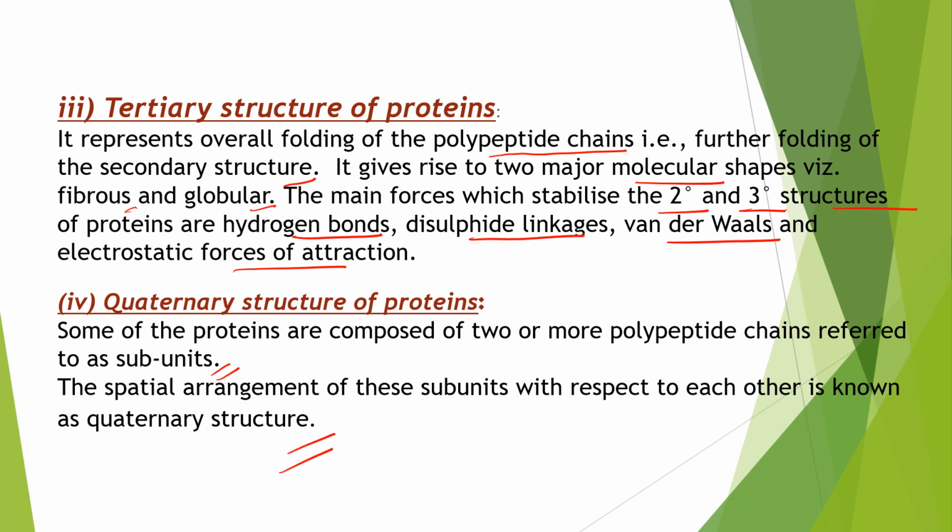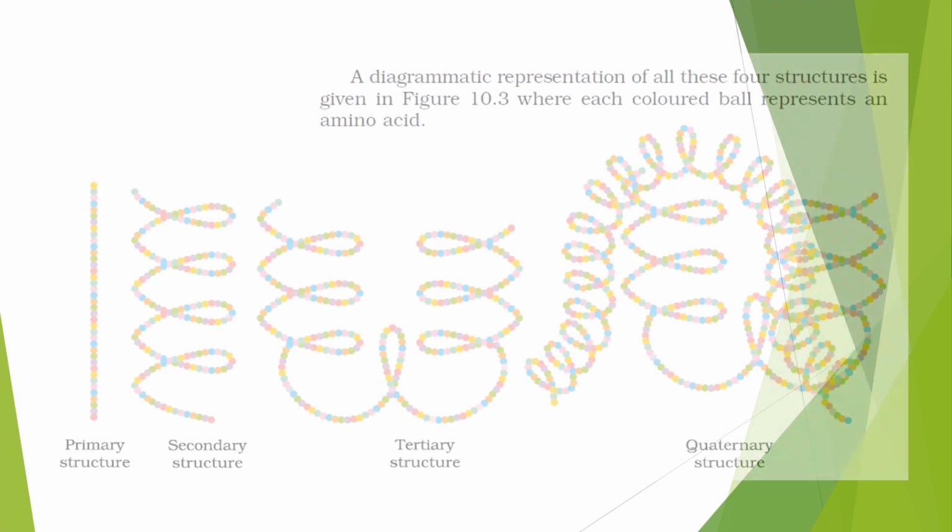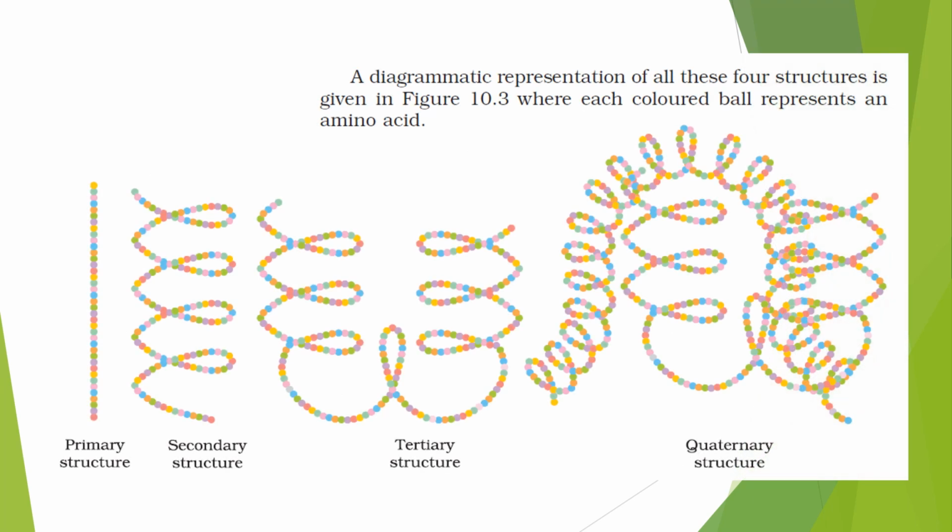Let's see this structure in a diagram. So these balls, this is yellow, this is blue, this is pink, this is blue, this is yellow. This is a simple chain of amino acids connected together. So it is a primary structure. Now when it rounds around in some alpha helix, it is a secondary structure. When it forms more coiling, it forms a tertiary structure. And when it forms even more coiling, it is known as quaternary structure, where it is difficult to identify the bonds. We will see it in a more simplified way.